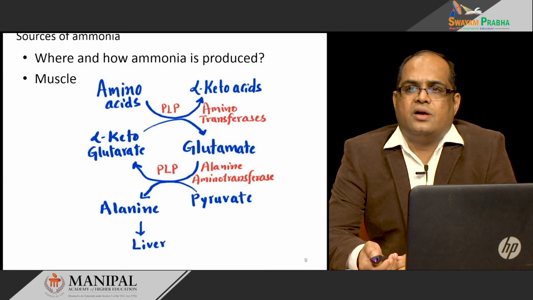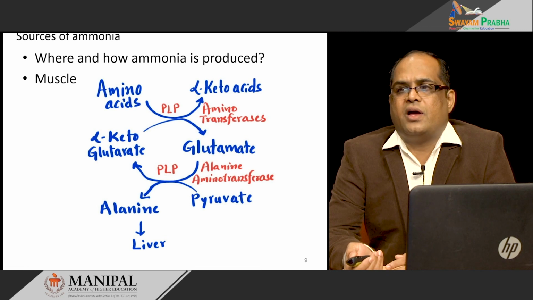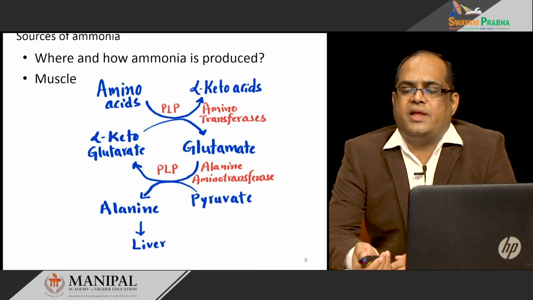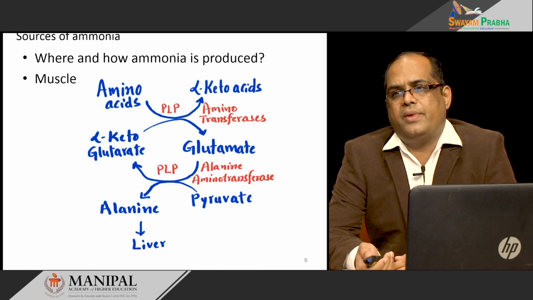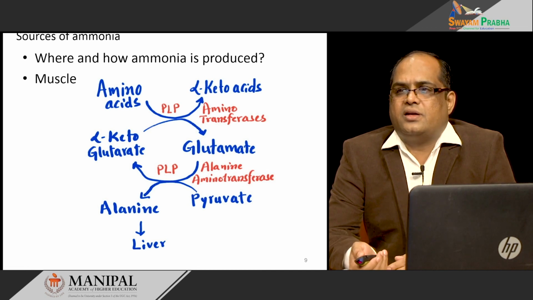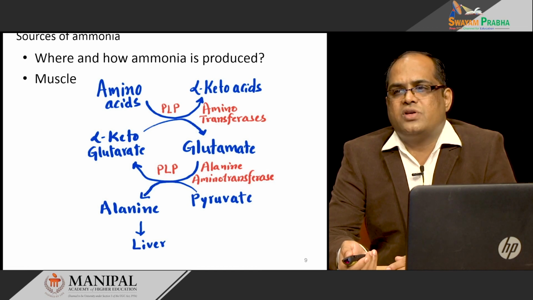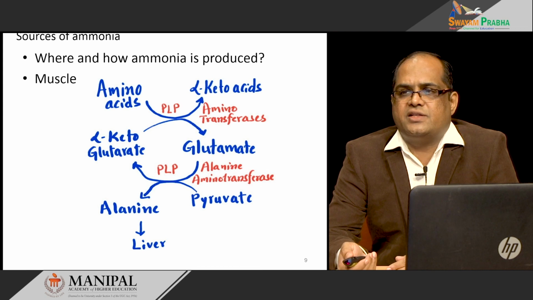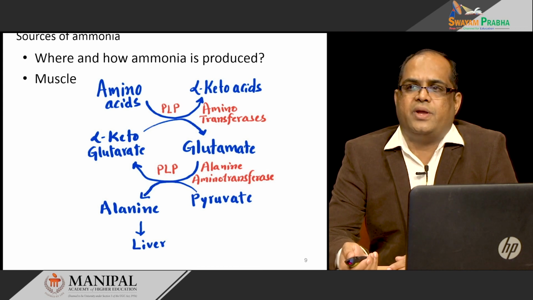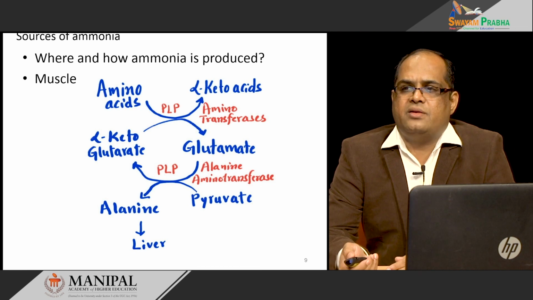And what happens in the muscle? There is a group of enzymes we call aminotransferases. As the name suggests, these aminotransferases transfer an amino group from the amino acids, and the amino acid is converted into an alpha keto acid. That amino group from the amino acid is taken up by alpha ketoglutarate and forms glutamate, and this reaction is catalyzed with PLP, pyridoxal phosphate, vitamin B6.